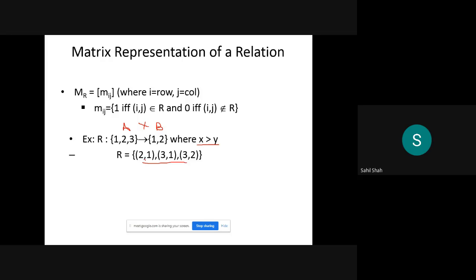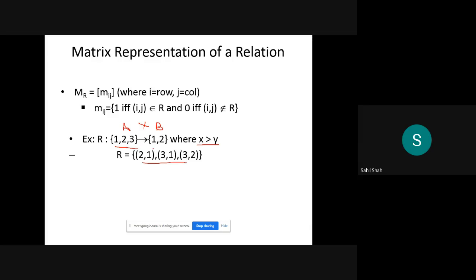Out of that, these three pairs are satisfying the given condition x greater than 1. So this is the relation R. Now how can I represent this relation R using a matrix? That is the question.